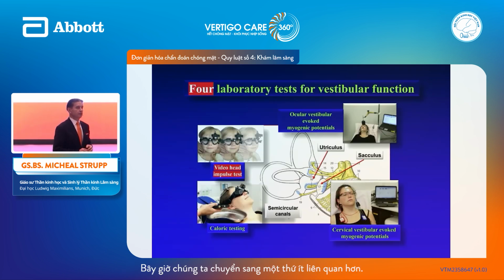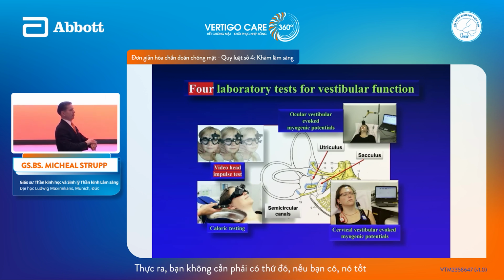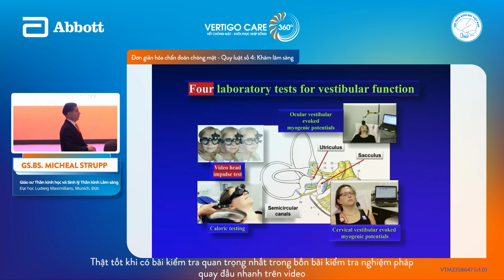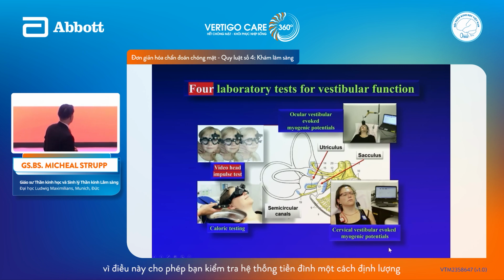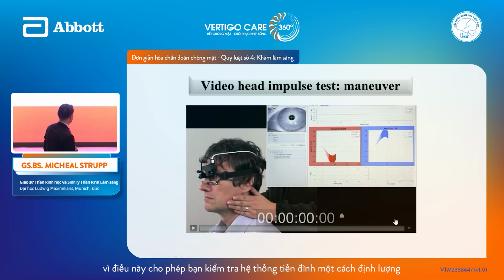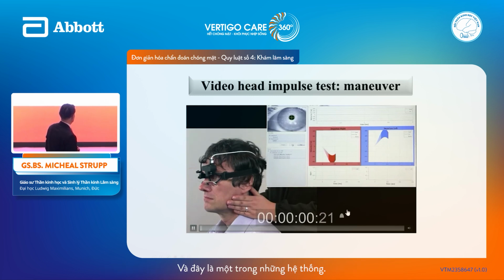Now we shift to something which is less relevant. Actually, you don't need to have that. If you have it, it's good. It's a good thing to have. And the most important test of the 4 is the video head impulse test, because this allows you to examine the vestibular system quantitatively. And here you see one of the systems.